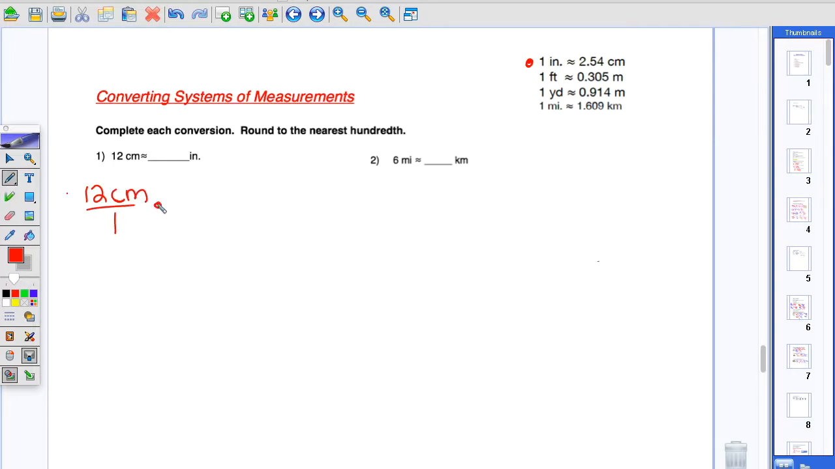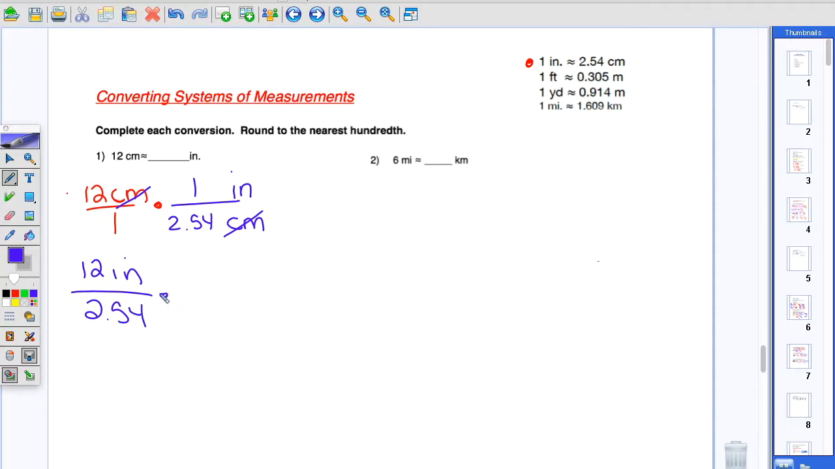Put that over 1, and we're going to multiply it by the conversion factor. And again, we want to make sure that our units of measurement cancel. So put our centimeters in the denominator, inch in the numerator. So 1 inch is equal to 2.54 centimeters. We're going to cross out our units that are the same, which is centimeters. We're going to multiply going across, so 12 times 1 is 12 inches, and 2.54 is 2.54.